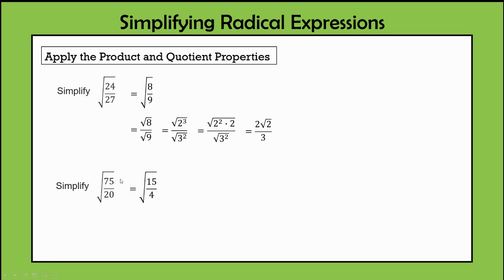Okay, another example, 75 over 20. We're going to reduce the fraction, 15 over 4. Okay, can't leave a fraction under a square root symbol, so it's going to become square root of 15 over square root of 4. Square root of 15 over 2 squared.